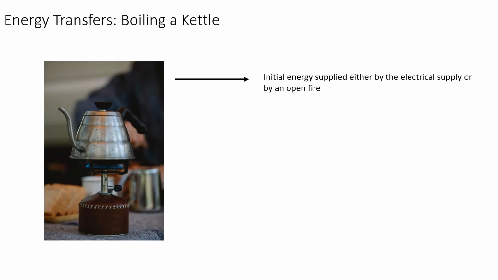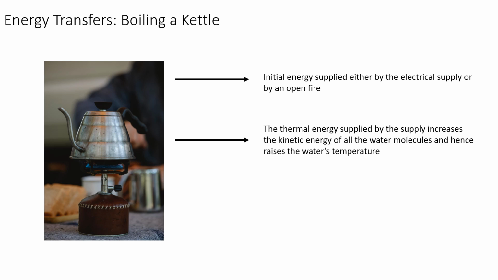The second scenario we're going to be looking at is boiling a kettle. Might seem very simple, but it's a good way to think about different energy transfers. So the initial energy is going to be supplied by either an electrical supply or an open fire. Obviously you plug your kettle in at home, the electricity comes through and heats up the element in the kettle, and it's going to heat your water. But sometimes people obviously boil water on open fires or gas fires and things like that.